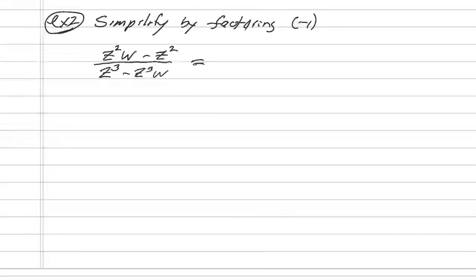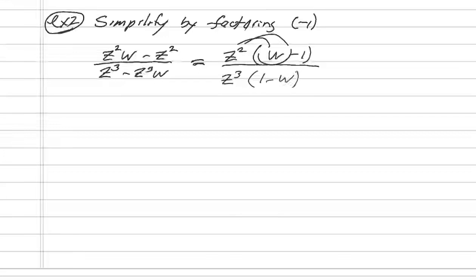So I notice on the top these each have a z squared in common. So I'm going to factor that out, and that gives me z squared, and z squared times what value would give me my first term? It's going to be w minus 1. Remember, you can always look back. You should be able to distribute that and get back to your original part of the problem. And in my bottom, I notice both of those terms have a z cubed in common. So I'm going to factor that out, which is going to give me 1 minus w.